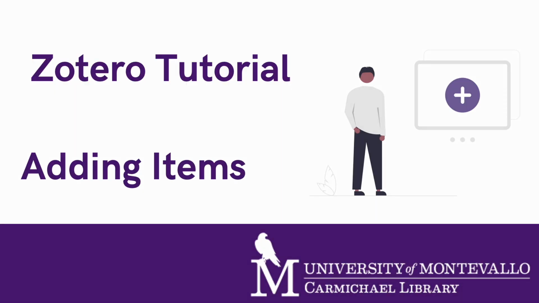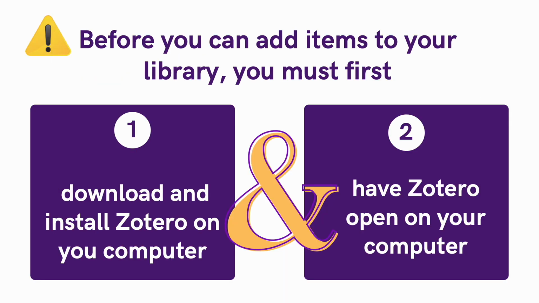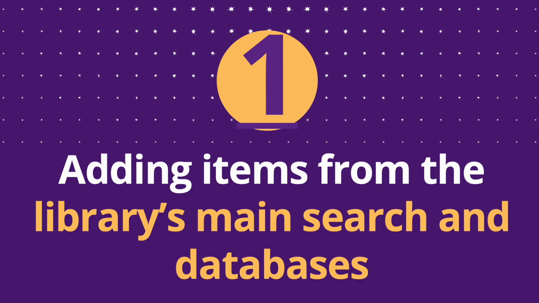This video will introduce you to adding items to your Zotero library. Before you can add items to your library, you must first download and install Zotero on your computer. And there's a brief video that shows you how to do that if you have not done that yet. And you have to open Zotero on your computer. So let's get started by looking at how to add items from the library's main search and databases.